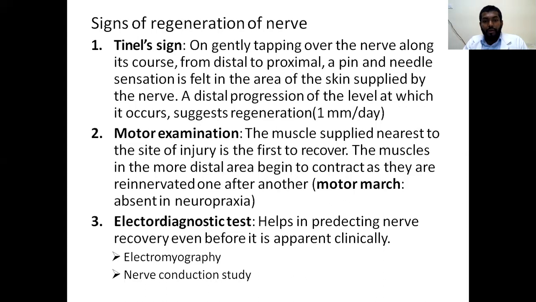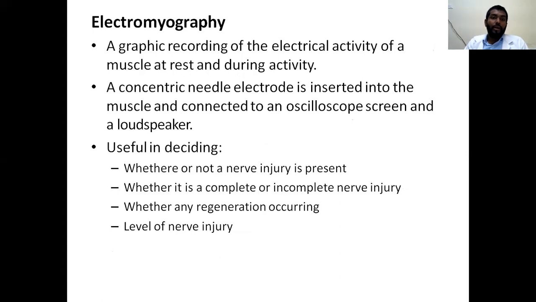Now, what is your electrodiagnostic test? It helps in predicting nerve recovery even before it is apparent clinically. The two tests done are electromyography and your nerve conduction studies. What is electromyography? It is a graphic recording of the electrical activity of the muscle at rest and also during activity. A needle electrode is inserted into the muscle. It is connected to the oscilloscope screen and a loudspeaker.